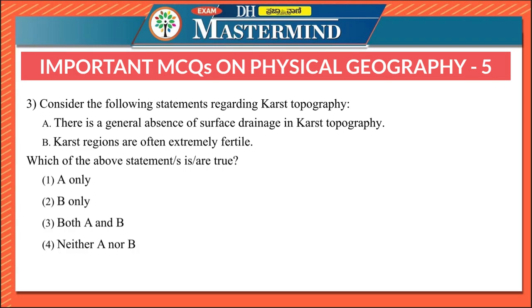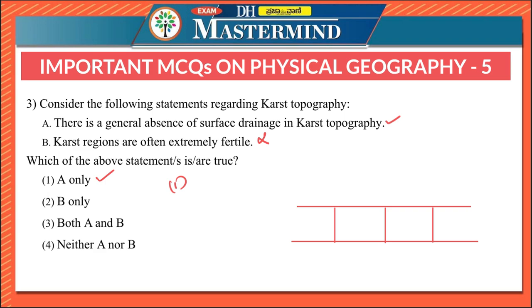Third question says, consider the following statements regarding karst topography. A: There is a general absence of surface drainage in karst topography. B: Karst regions are often extremely fertile. So here statement A is correct, statement B is false. Therefore, the right option is option 1, A only.